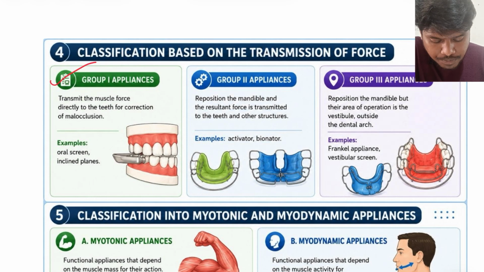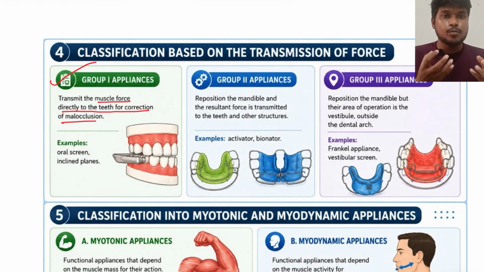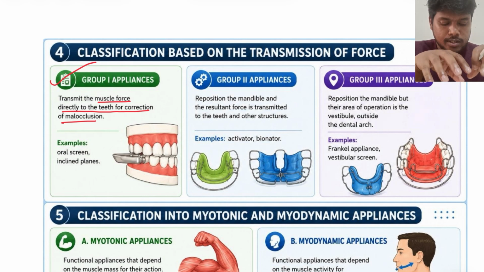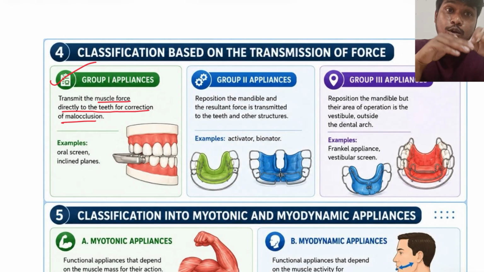Group 1 appliances transmit the muscles' force directly to the teeth for correction of malocclusions. Suppose we have inserted the myofunctional appliance, so that the functional appliance will transmit the muscles' force. While swallowing, chewing or during speech, my cheeks will work, and this force will be transmitted to the teeth by this appliance.